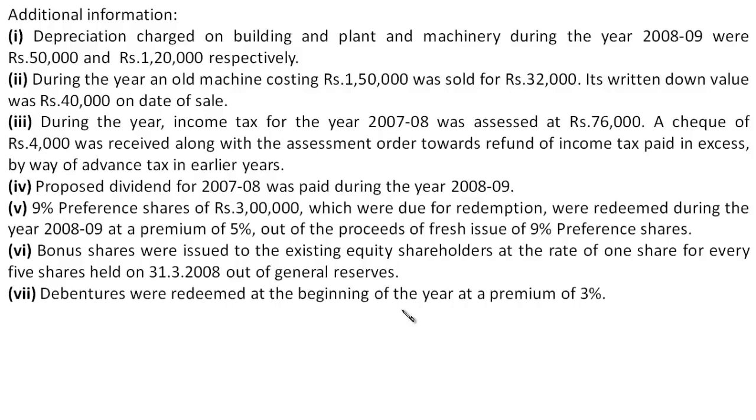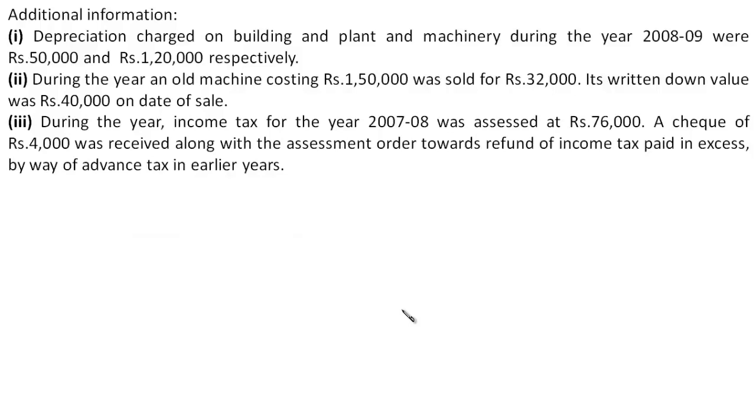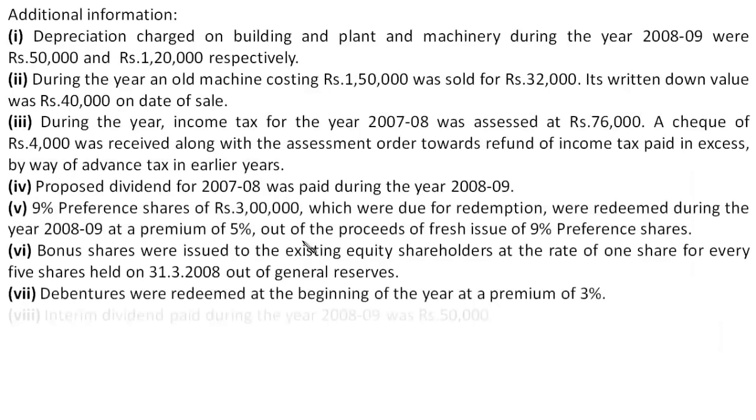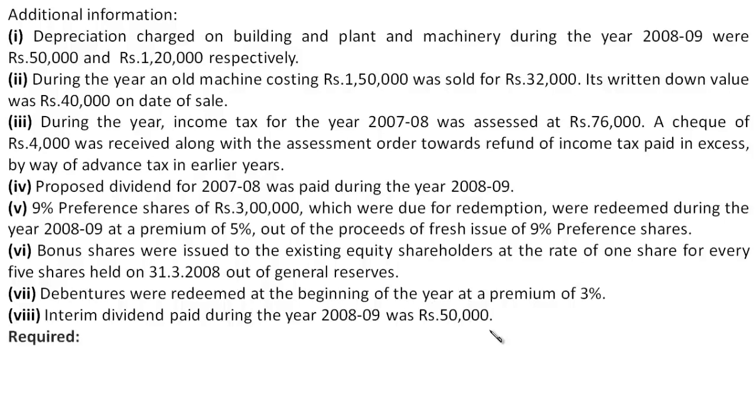Item number 7, debentures were redeemed at the beginning of the year at a premium of 3%. Let's see here. Debentures, they had 3 lakh and that was redeemed. The entire debenture was redeemed at a premium. So there is a fresh issue to the extent of 1 lakh. Interim dividend paid during the year 2008-9 was 50,000. So this we have to factor in while considering the profits.